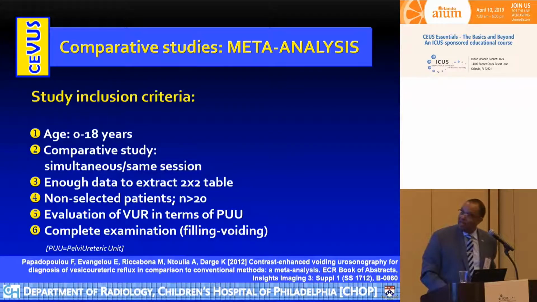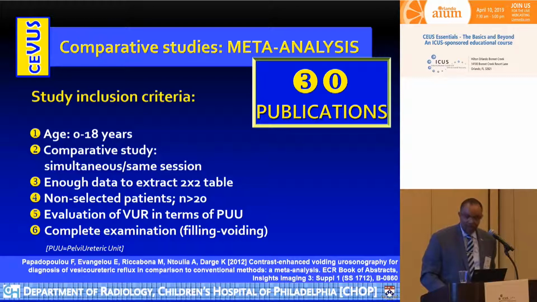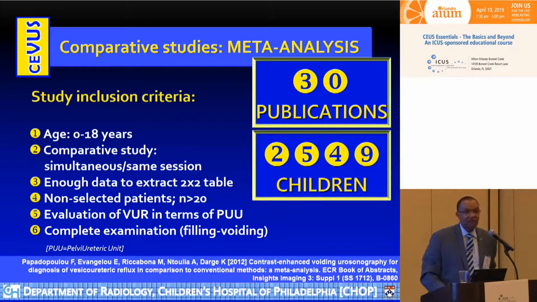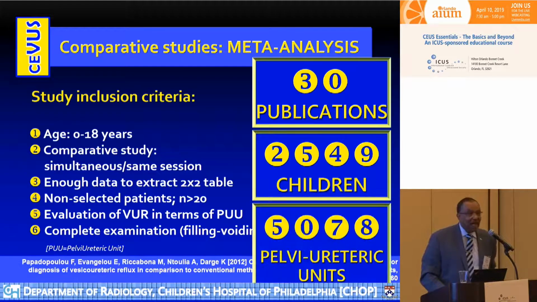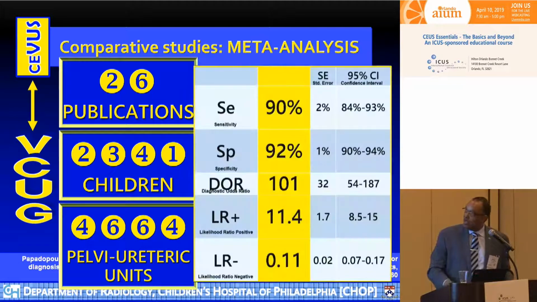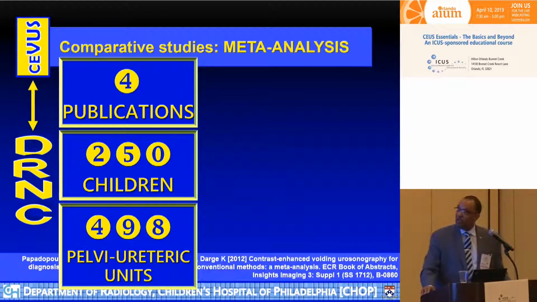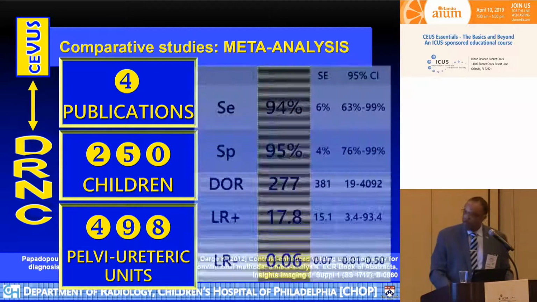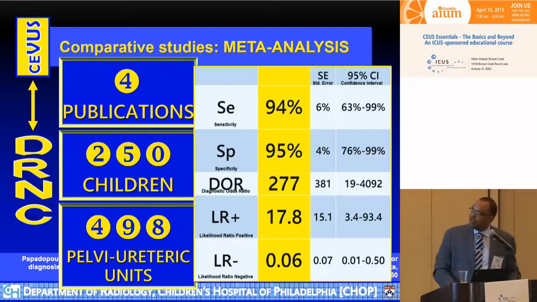This was sort of a meta-analysis that was carried out where there were 30 publications, over 2,500 children included, over 5,000 pelviureteric units, because the duplex kidneys were counted as 2. And in this case, a subset of them were compared with VCUG, still over 2,000 children. And you see all the diagnostic results, even taking VCUG as the reference standard, are relatively high. And when you take the direct radionuclide cystography, where there are fewer comparative studies, the results you get are similar in sensitivity and specificity.